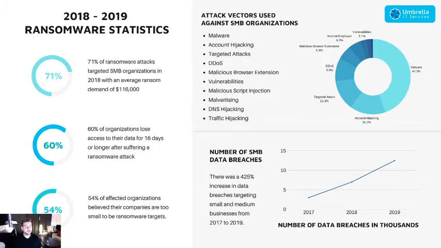Looking at the second little fact here, we've got 60% of organizations lose access to their data for 16 days or longer after suffering a ransomware attack. So that means that if you're a nonprofit, an entrepreneur or a startup, or an established business, you're looking at 16 days of downtime if you get hit by ransomware on average. Coupling that with the cost of $116,000 per instance of the hack, combined with going down for 16 days, this is a type of attack that's very difficult for most small businesses to survive. So it's very important to focus on security.